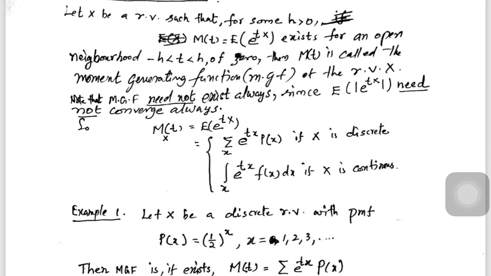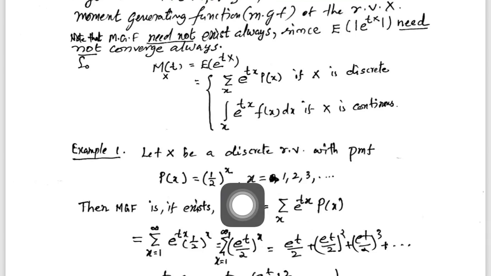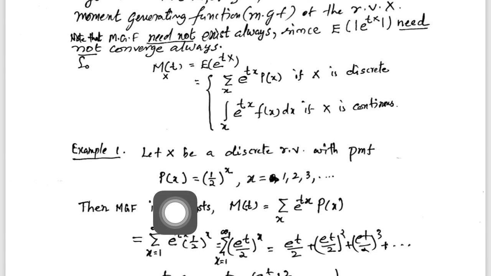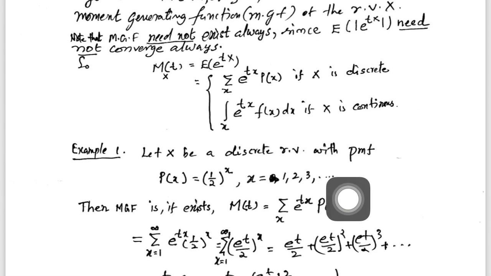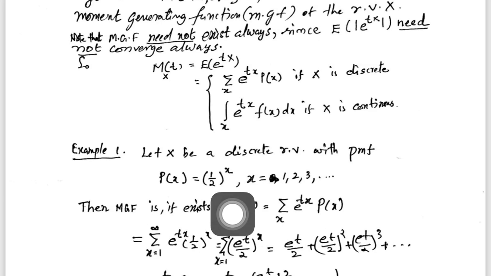Okay, and now we will have some simple examples. You can find more examples in many textbooks. You can collect examples. Now I come to the first example, which is a discrete random variable whose PMF is p of x equal to 1 by 2 to the power of x, where x takes the value 1, 2, 3, etc. So clearly this is the PMF, and x is discrete.